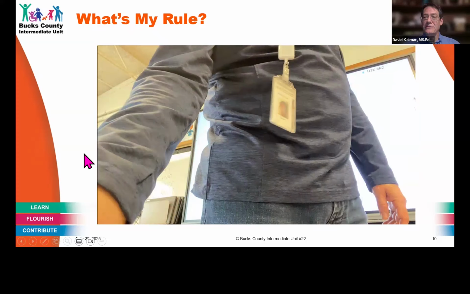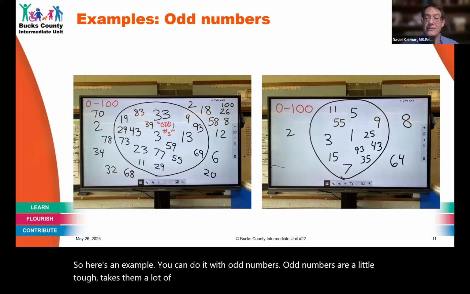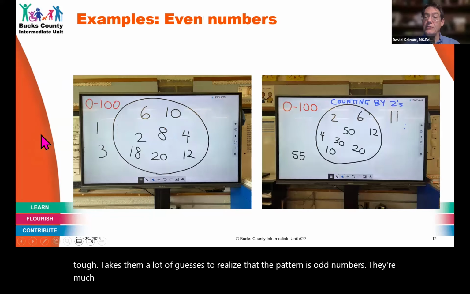How many of you were able to deduce the rule before the students did? So here's an example. You could do it with odd numbers. Odd numbers are a little tough. Takes them a lot of guesses to realize that the pattern is odd numbers. They're much better with even numbers, so they can get those pretty quickly. Counting by threes can be pretty quick.